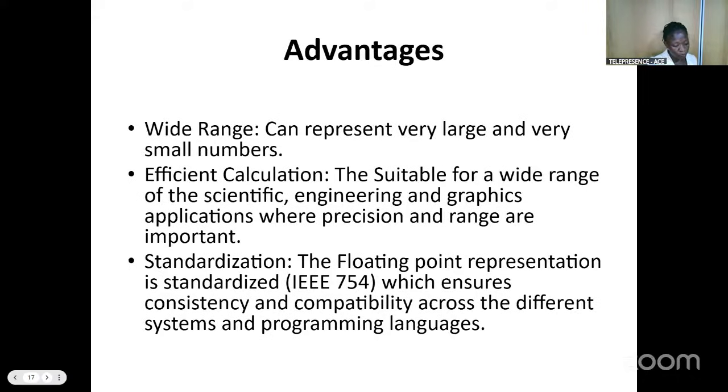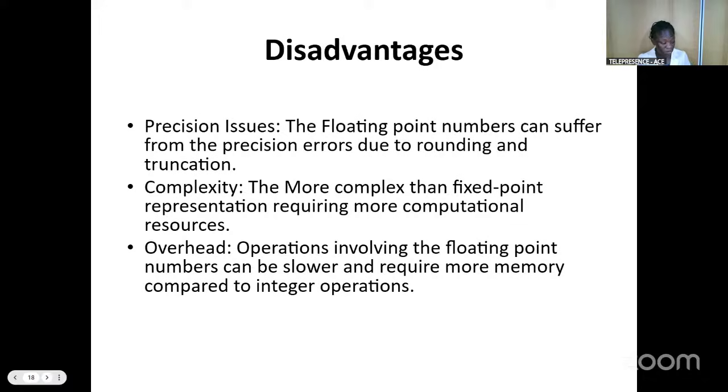And for the disadvantages, anything that has an advantage has a disadvantage too. For precision issues, floating point numbers can suffer from precision errors due to rounding and truncation. For rounding, if you have 6.3 or 6.4, which is less than 6.5, you can still take your whole number as 6. But if it is 6.5, we now round it up to 7, so some amount has been added to it, knowingly or unknowingly.